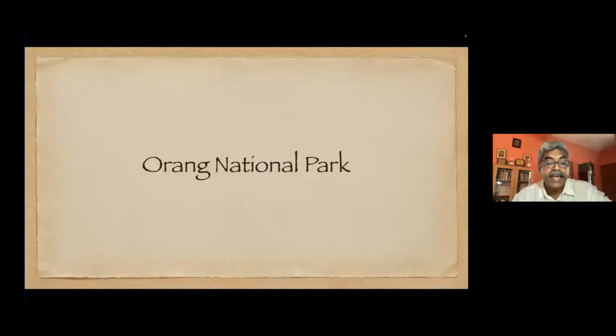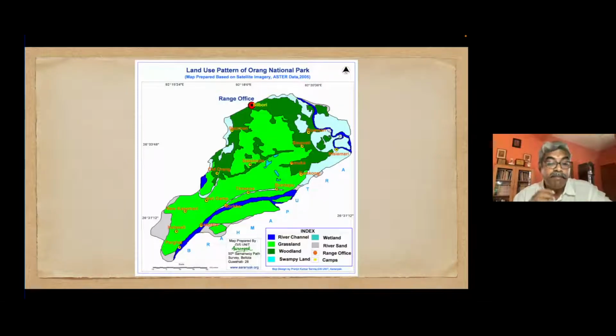endemic, they vacated this place. And later on in 1919, the British declared Orang as a game park. And in 1985, it became an important national park for the Project Tiger.